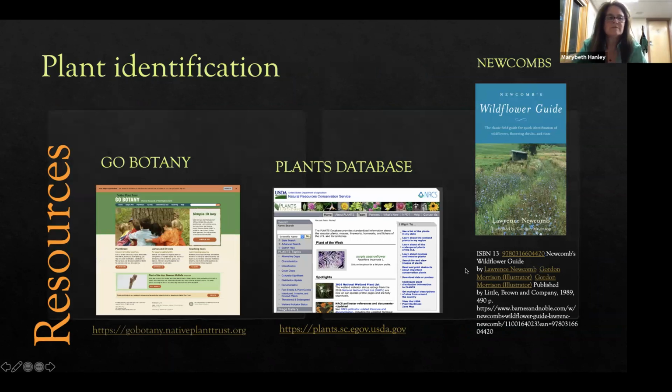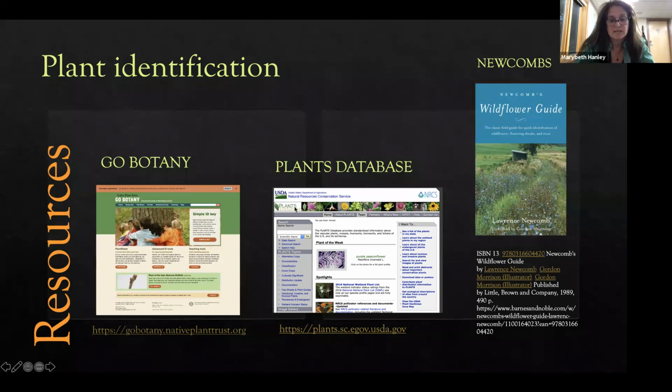And to identify plants, I'm just offering a couple of good references. Go Botany is a big project that took several years to essentially put the flora of New England online. It's a project that was undertaken by the Native Plant Trust through the National Science Foundation. And you can go on this website and there's different keys. There's simple keys, there's a dichotomous key, and if you have a connection when you're out in the woods, you can actually use it as an online key.